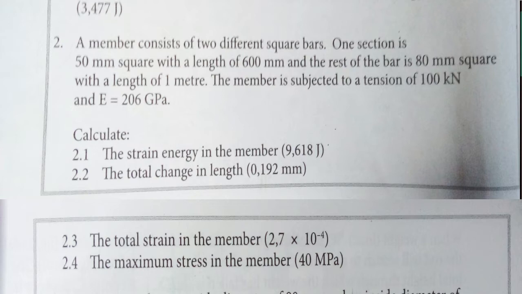Today we are doing an exercise on gradually applied loads. The exercise reads as follows. A member consists of two different square bars. One section is 50 mm square with a length of 600 mm and the rest of the bar is 80 mm square with a length of 1 meter. The member is subjected to a tension of 100 kilonewtons and Young's modulus is 206 gigapascal. And then the questions.